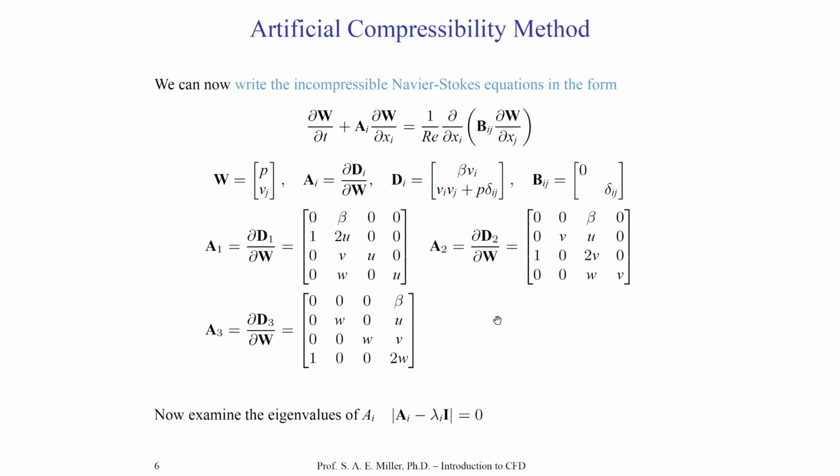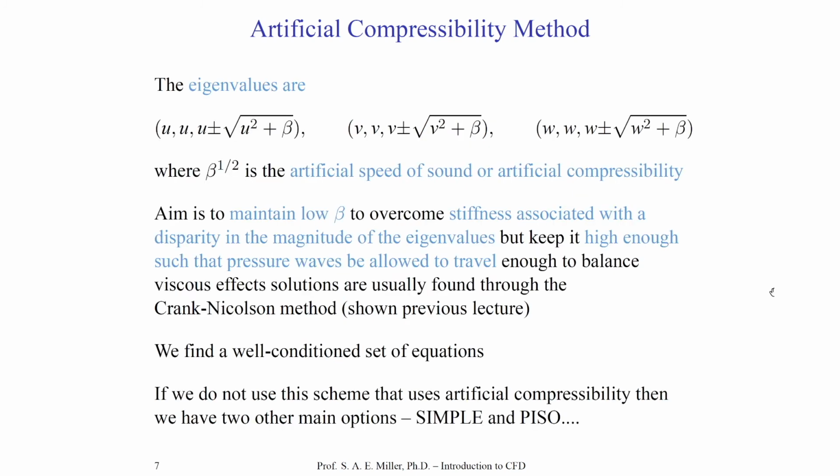Let's, for an example, look at the eigenvalues of A right here. To find the eigenvalues, we would take, of course, the determinant of A minus lambda I, with the identity matrix, where lambda i are the eigenvalues for each particular order of the matrix. So if A is, of course, 4 by 4, we should have 4 eigenvalues. If we do the hard work, we can find that the eigenvalues are going to be u, and u plus the square root of u squared plus beta, and u minus the square root of u squared plus beta. This is very much like the eigenvalue analysis which I talked about earlier in the class.